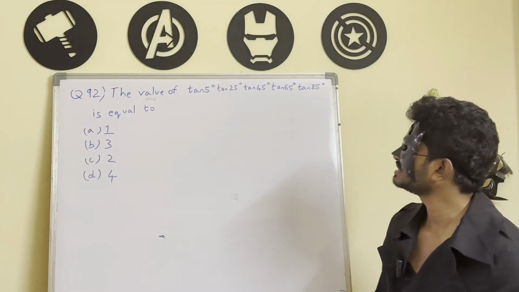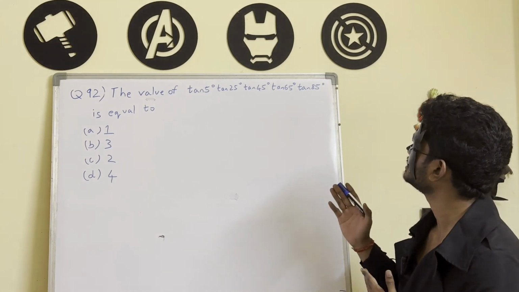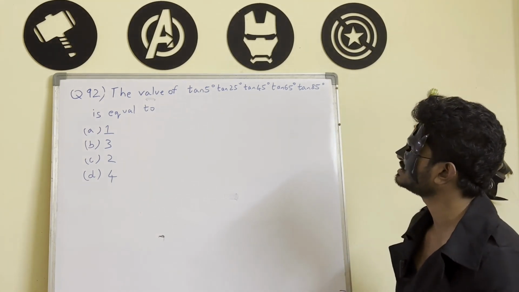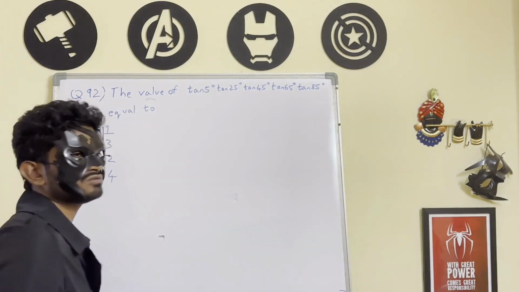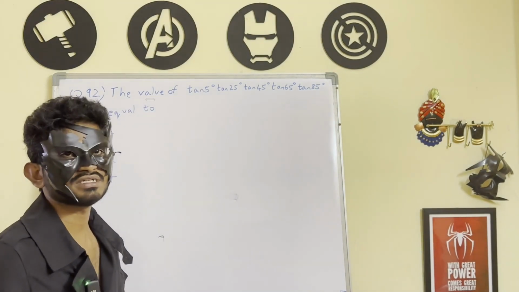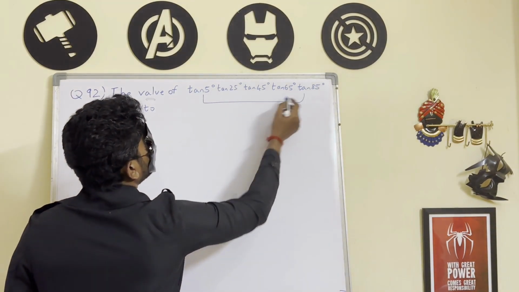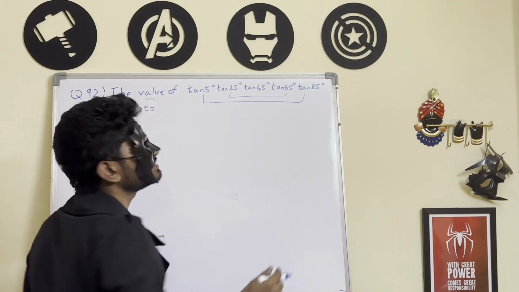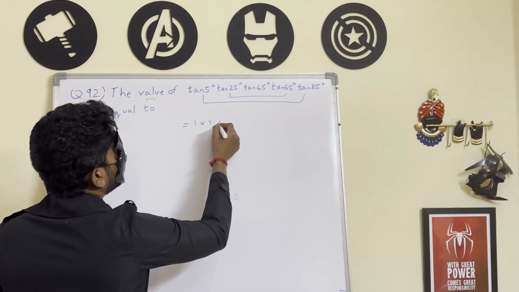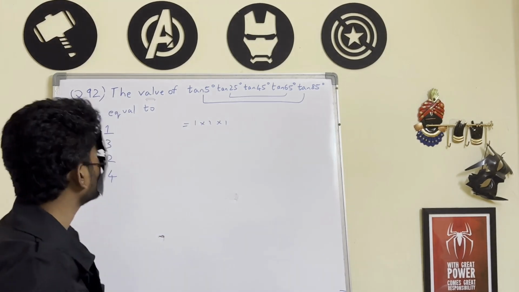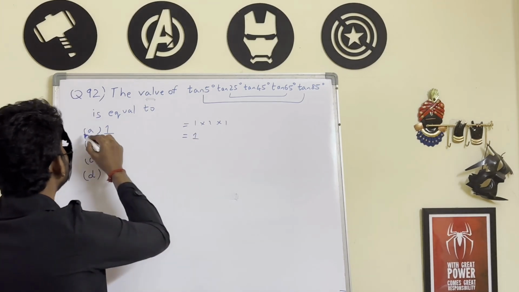So superhumans, next question is: the value of tan 5 degrees into tan 25 degrees into tan 45 degrees into tan 65 into tan 85 degrees is equal to. Here I already told you, if a plus b is equal to 90 degrees, then tan a into tan b is equal to 1. So here these two add up to 90 degrees, these two add up to 90 degrees, and tan 45 you know is equal to 1. So this can be written as 1 into 1 into 1. So that's nothing but equal to 1. So option A will be right.